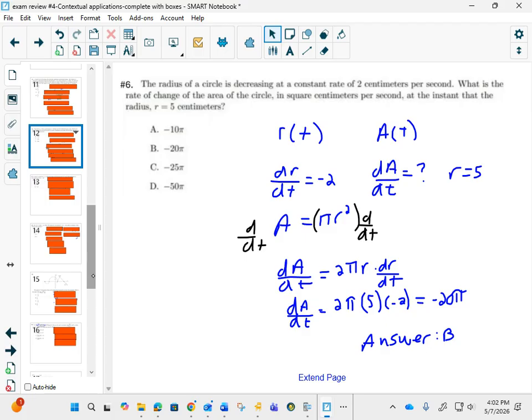Sometimes the hardest thing in a related rates question is knowing how to come up with a formula that relates the things that you're working with. This one was relatively easy because it was a circle. But sometimes some of the shapes, do we remember the formulas?